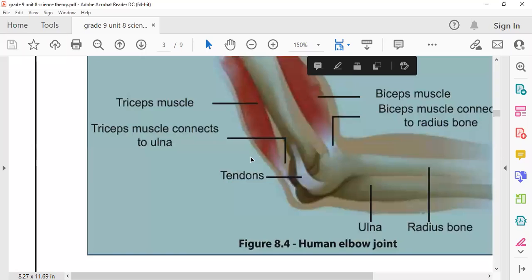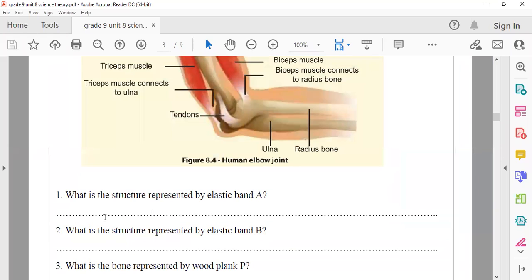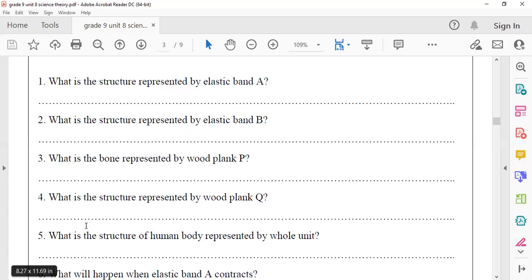So, let us come to these questions. What is the structure represented by the elastic band A? Bicep muscle. What is the structure represented by elastic band B? Tricep muscle. Correct? Yes, sir.